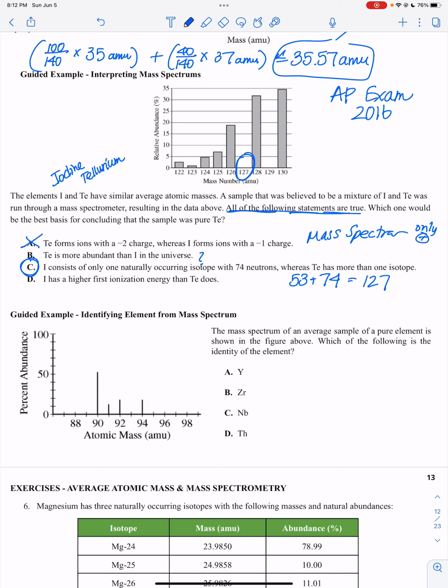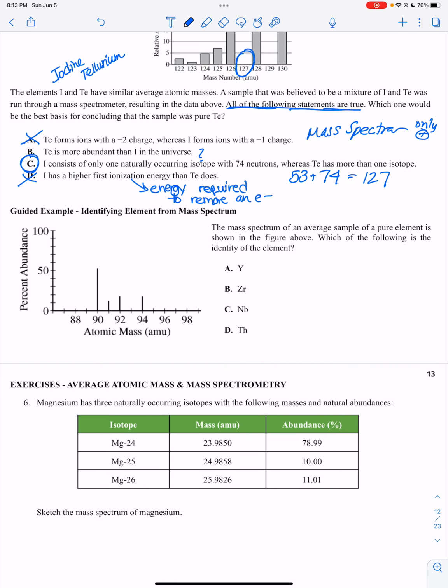And then D says I has a high first ionization energy. That's the energy required to remove an electron. And that is not going to help us with this because energy required to remove an electron is not involved in the masses of these elements. So it's definitely not D either. So the correct answer is C there.